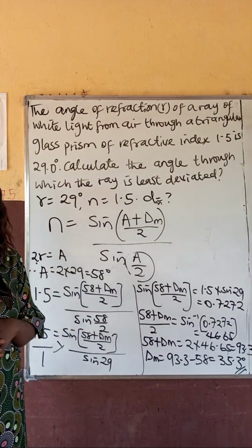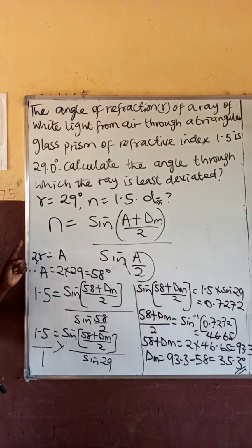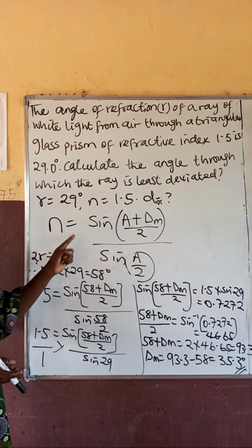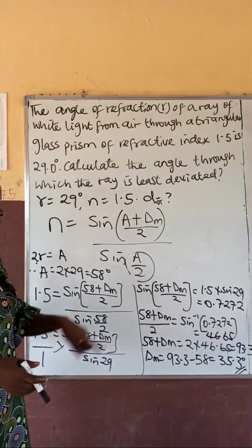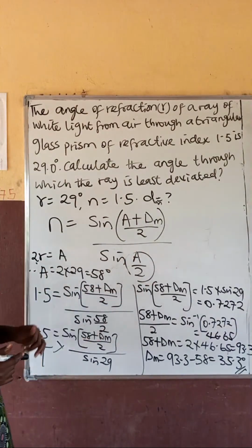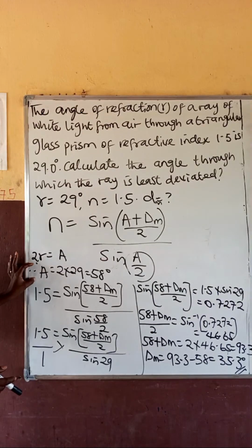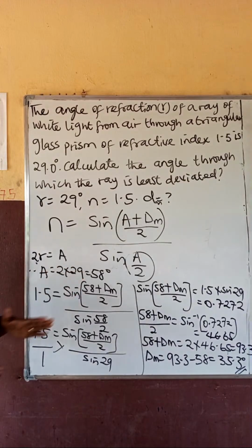But we don't even have the refracting angle. Okay? But from what we proved, 2r is equal to A, right? Then from our formula, n is equal to sine in brackets A plus dm over 2, divided by sine A over 2. Now, if 2r is equal to A, then you can say that A is equal to what? What becomes our A? 2r. That is 2 times what? R. What's my r? 29, okay? So I got 58.